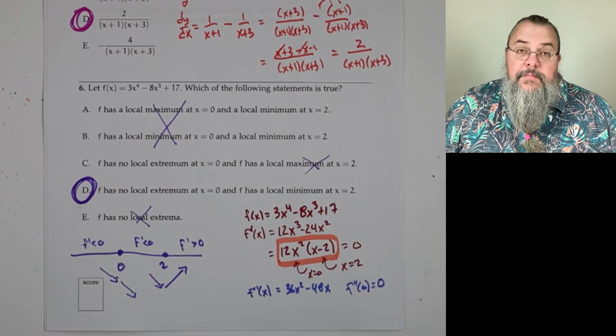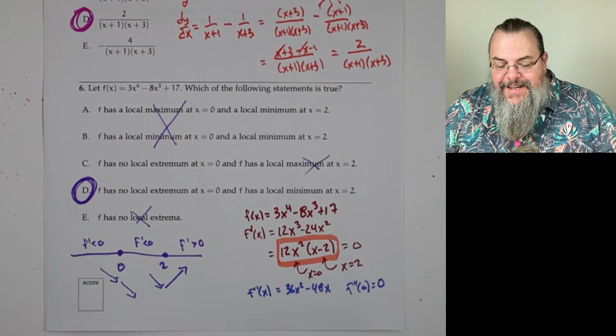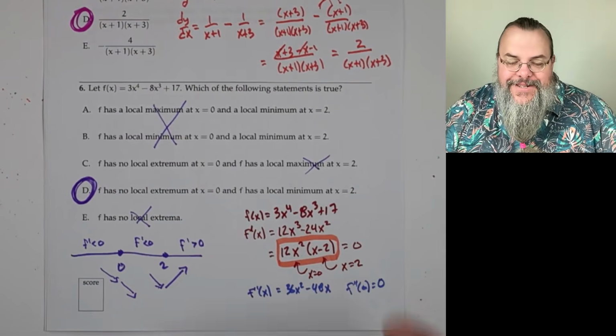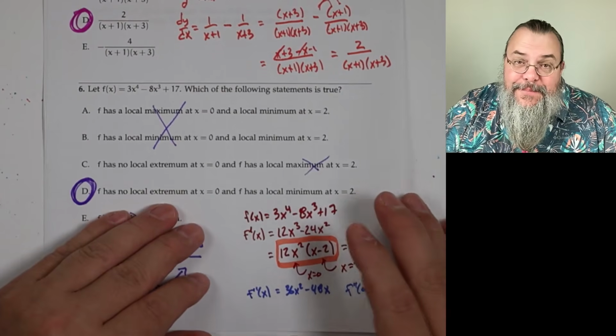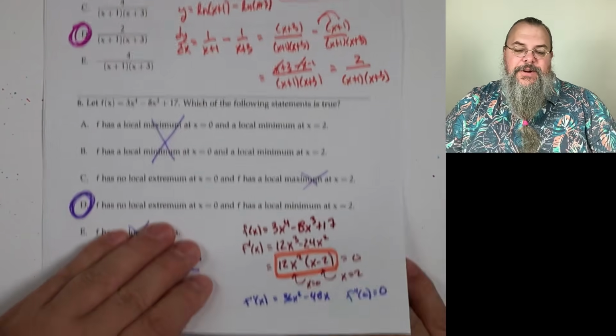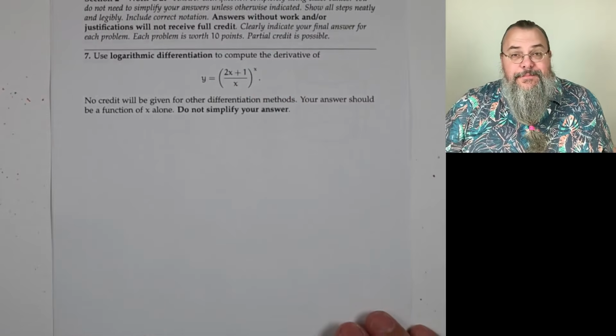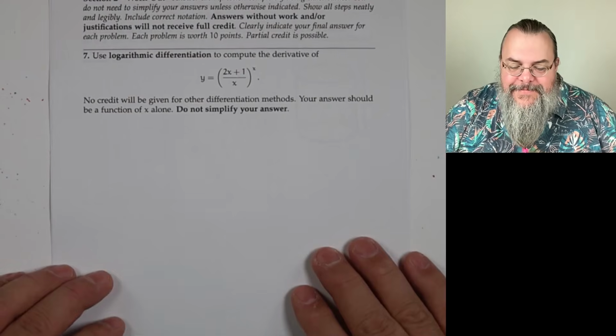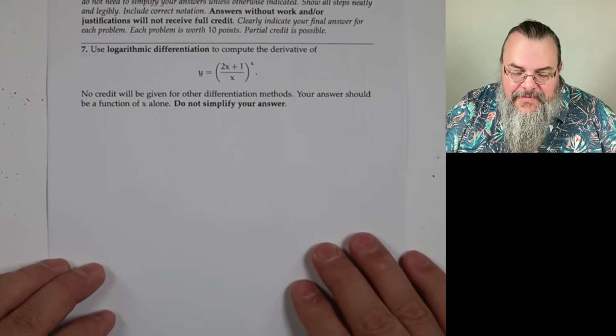And there we go. B, B, B, B, D, D, D, D. Okay. Coincidence. Don't try to play the guessing game with your multiple choice. Work it out. All right, number 7.